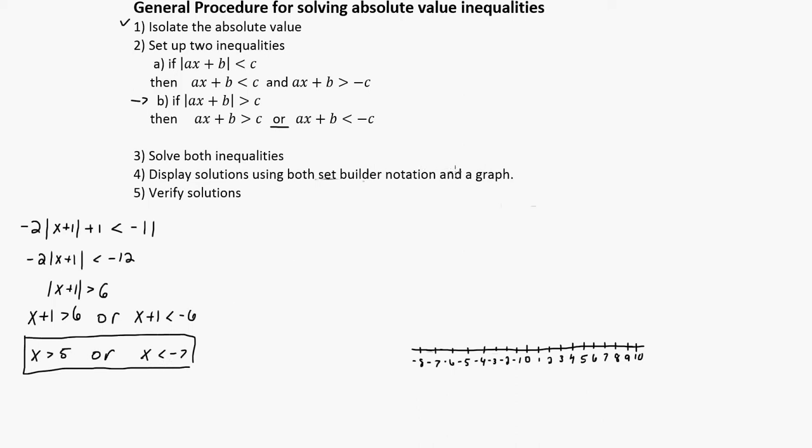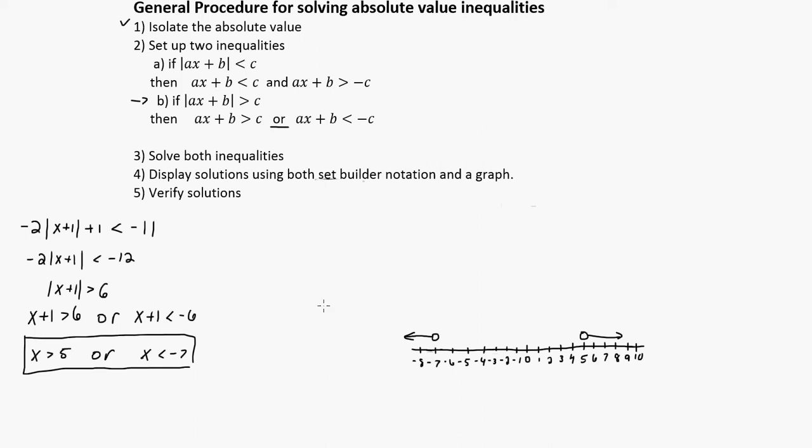Now let's look at the graphical representation. We need to graph x is greater than 5. Well, right here is where x is equal to 5, so I'm going to put an open circle here, because if you'll notice, it says x is greater than 5, not x is greater than or equal to. Since there's no bar underneath, I can't have a closed circle. X is greater than 5 is all the numbers to the right of 5. And x is less than negative 7, again an open circle, and less than negative 7 is to the left. Numbers like negative 8 are less than negative 7. Okay, we've displayed the solutions using set builder and a graph.